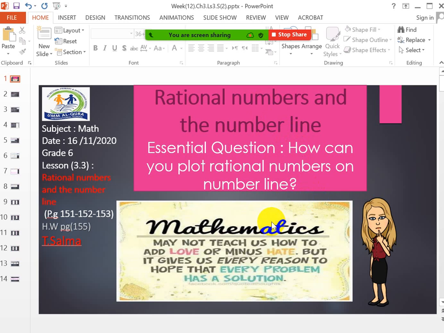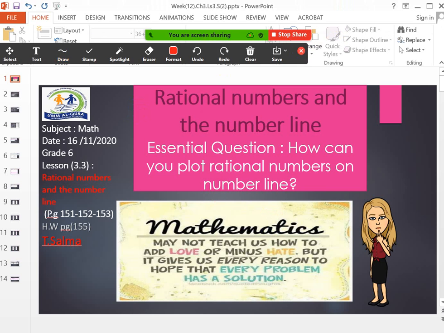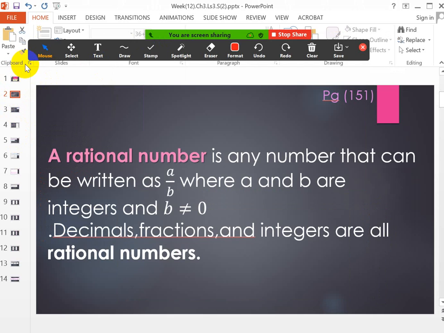So today we will learn about new numbers. Okay. So what is a rational number? How can you plot a rational number on the number line? How can you locate a rational number on the number line? Let's start with the first example, or before the example, let's talk about rational numbers.